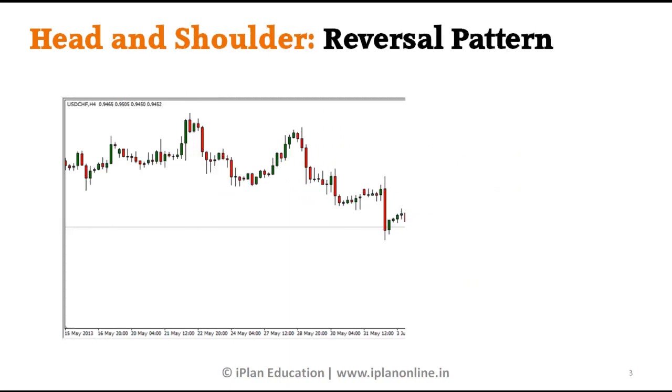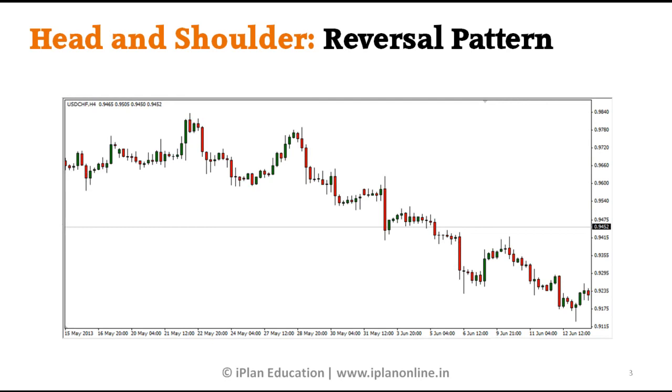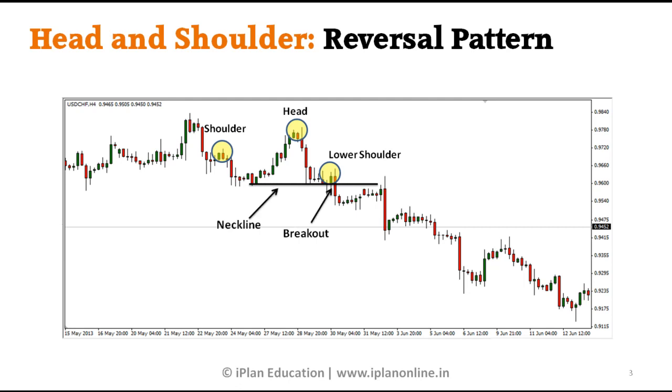Now, take an example. In this chart pattern, we can see a shoulder here, a head here, and then a lower shoulder. What do we do next? We join these necks, create a neckline, and then wait for the breakout. There is a breakout, and we short, taking the stop loss above the high of the lower shoulder. And we see the price went down. Obviously, you will make good money if you get these kinds of trades.